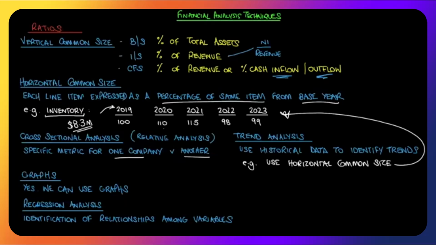And regression. You will meet regression in quant, so there's a nice little tie-in in the curriculum. Regression obviously allows you to identify relationships or correlations between variables. So you can see over time which factors are driving net income, for example. Common size, which we've seen before, and a little bit of chat around it.